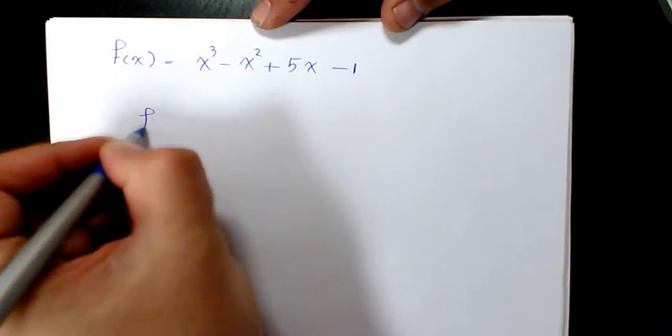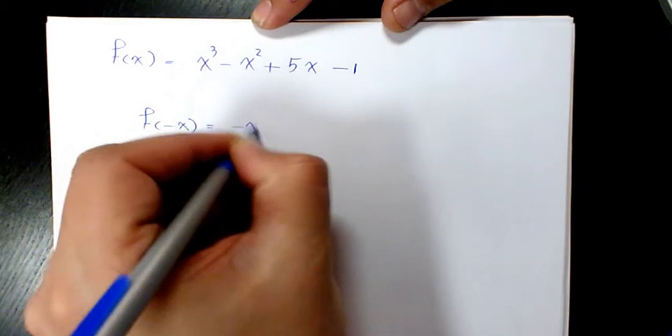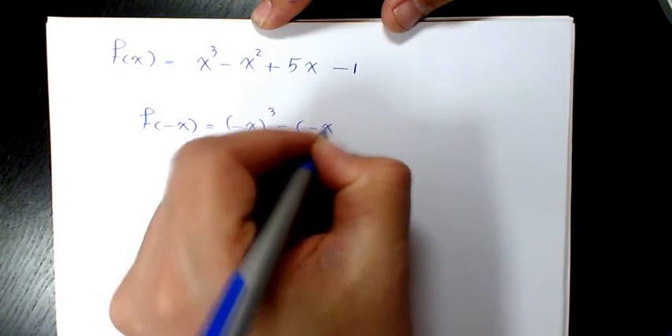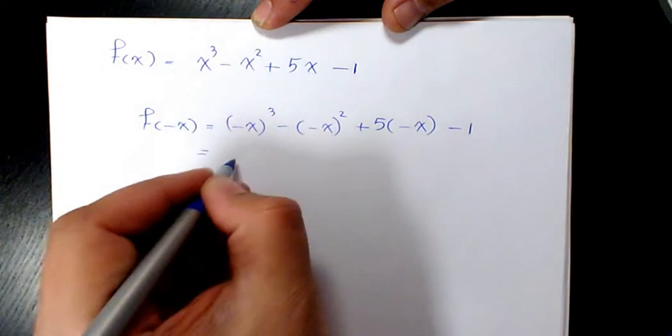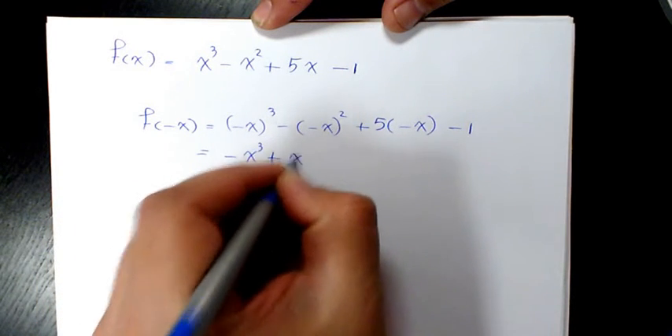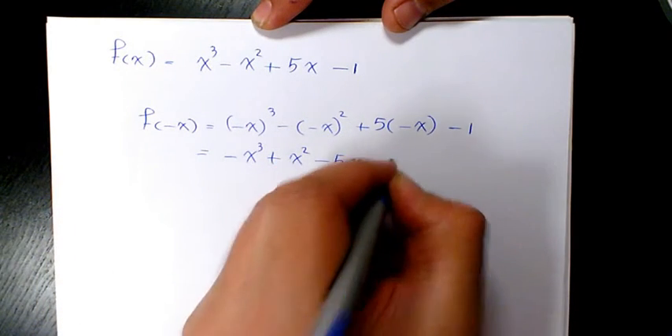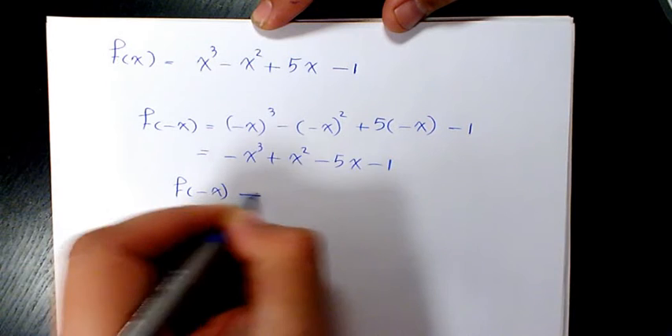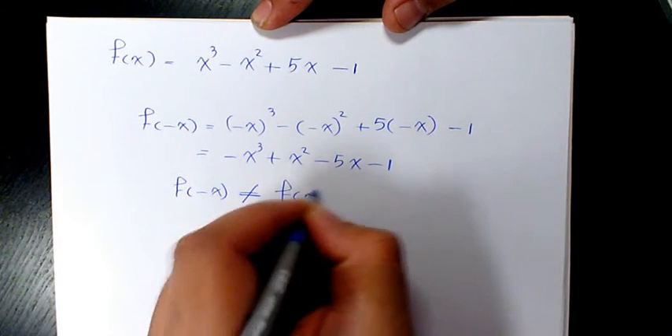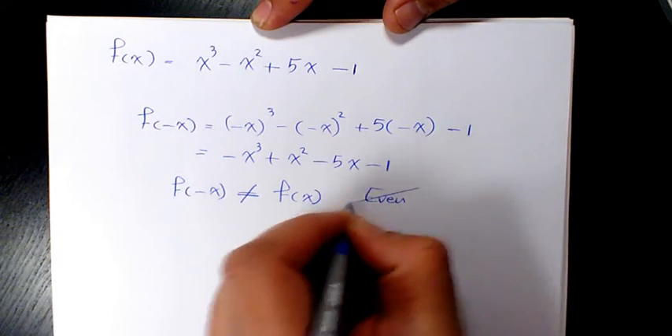Next example, f of x equals x cubed minus x squared plus 5x minus 1. So f of negative x is going to be negative x to the power of 3 minus negative x to the power of 2 plus 5 times negative x minus 1. That's going to be negative x cubed minus x squared minus 5x minus 1. Since they are not the same, I'm going to say f of negative x is not equal to f of x, so it is not an even function.